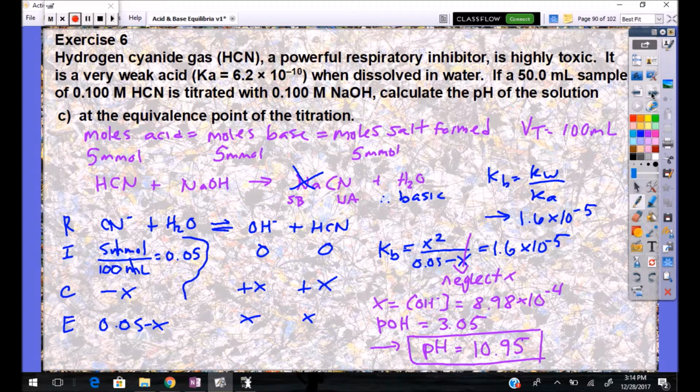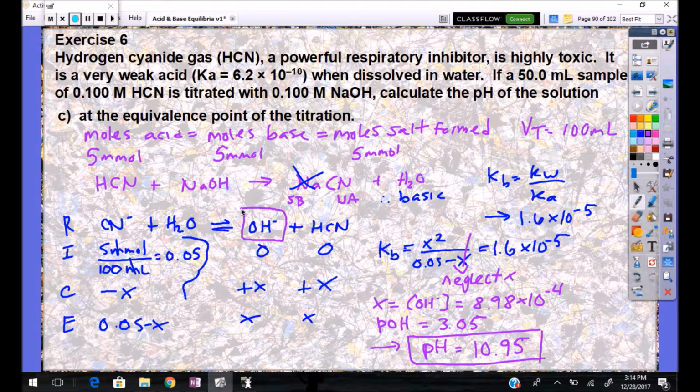I have 5 millimoles over 100 milliliters. That gives me 0.05 as my initial concentration. Minus x, plus x, plus x, the works. Now here, since I form OH minus, I have to use a Kb value here, and I'm given a Ka. So I have to solve for my Kb, and when I do, I get a Kb of 1.6 times 10 to the negative fifth. I can neglect my x here, and when I do, I get an x of 8.98 times 10 to the negative fourth.